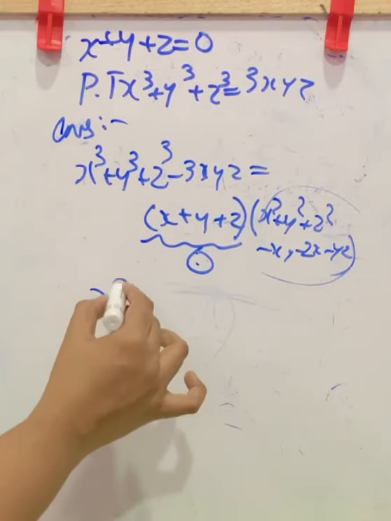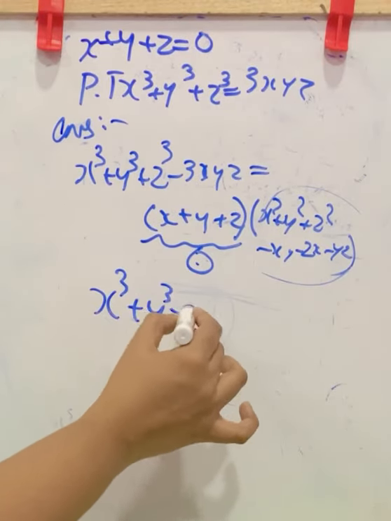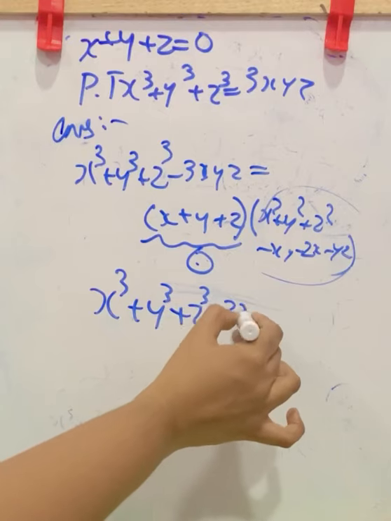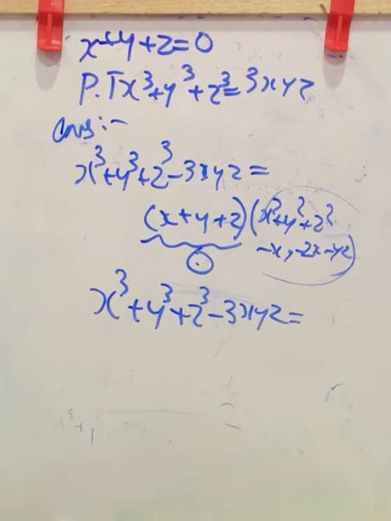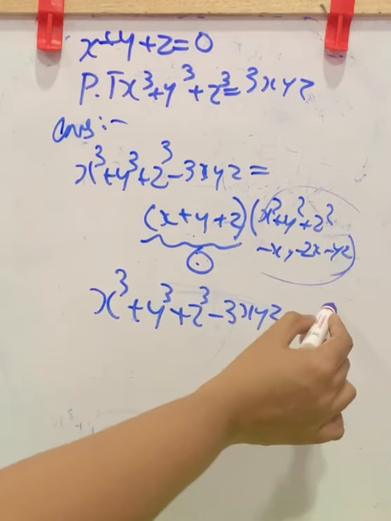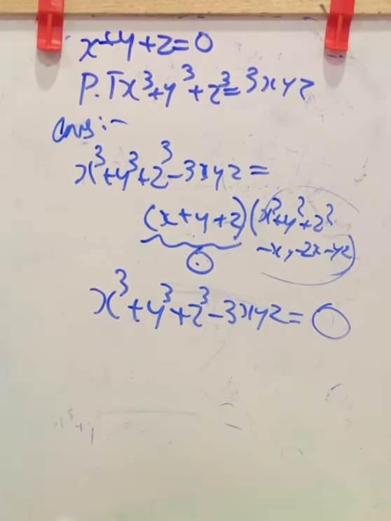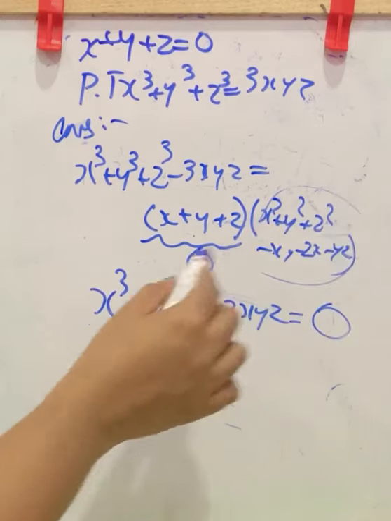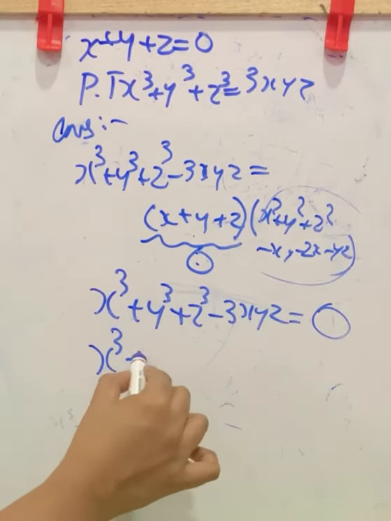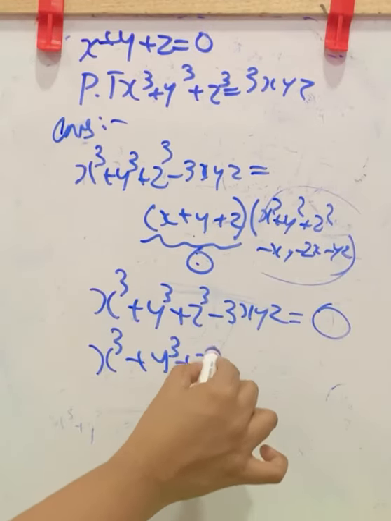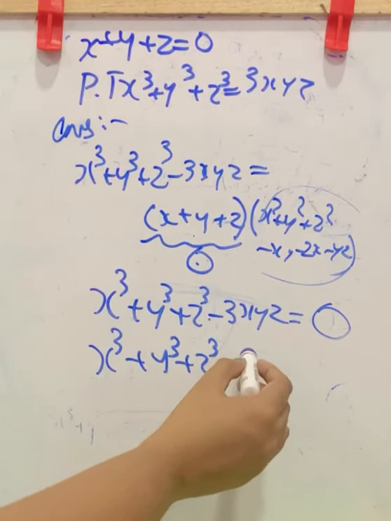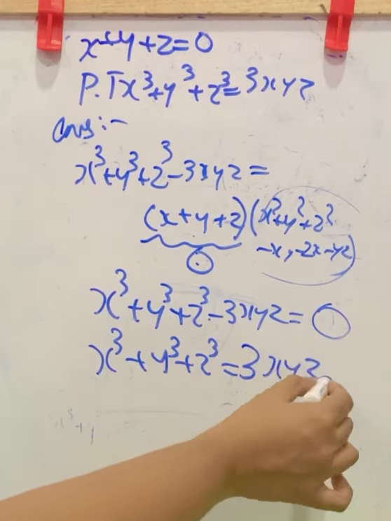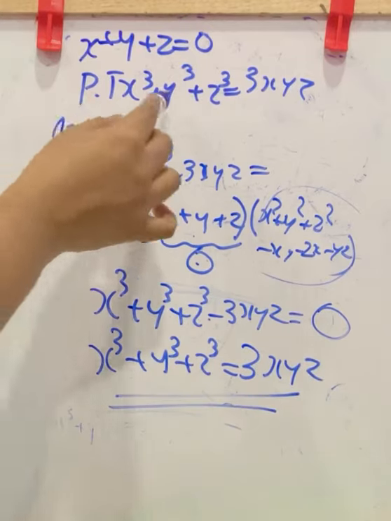So you got x cube plus y cube plus z cube minus 3xyz. This whole RHS part becomes 0 because this is 0 into this. You will get 0. Now take this 3xyz to RHS. We get x cube plus y cube plus z cube is equal to 3xyz, going to RHS it becomes plus 3xyz. That is what was asked in the question to prove.